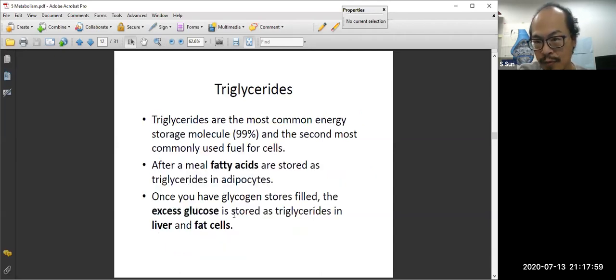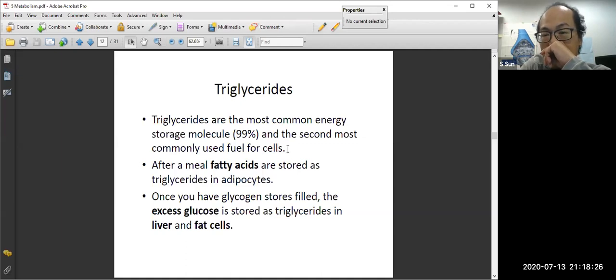Triglyceride is a form in which we store fuel, in our adipocytes and the liver. Triglycerides are the most common energy storage molecule and the second most commonly used fuel in the cells. In general they are most abundant because we don't use them right away.